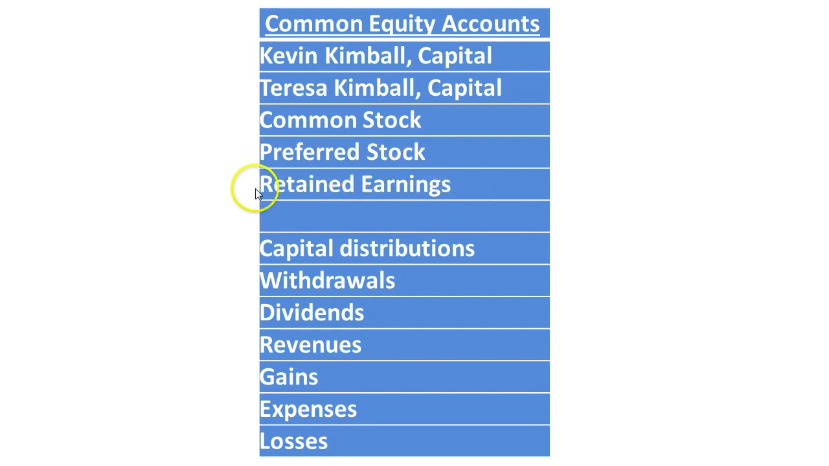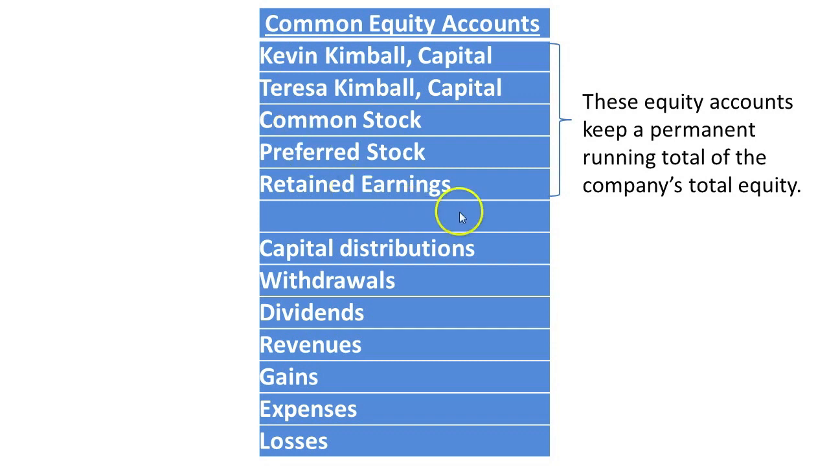Retained earnings is the amount of income the company has earned and the owners have chosen to keep within the company rather than have them pay out in the form of withdrawals or dividends. Dividends would be the appropriate term if we're dealing with a corporation. Withdrawals would be the word we use for partnerships and sole proprietorships.